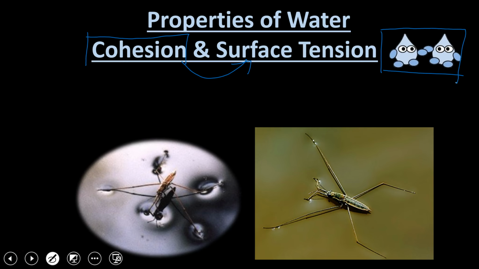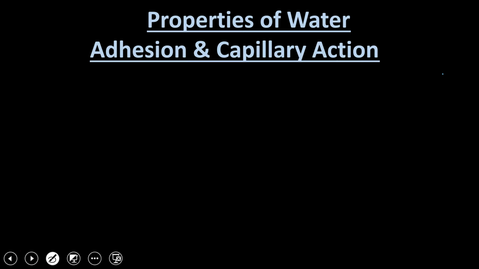And the insects, they're not heavy enough to actually break that surface tension, okay? So cohesion is when water sticks to water, okay? And we'll actually get to see this in class as well. Next, another property, water has adhesion, and as a result, results in capillary action.